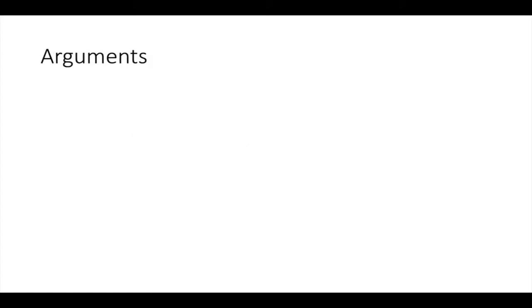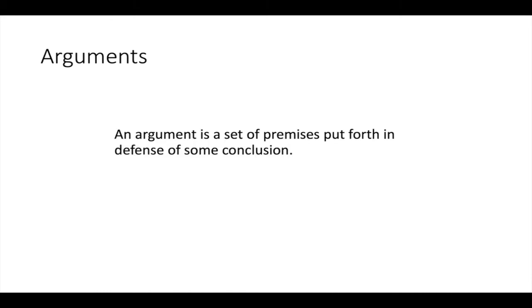Okay, moving on to arguments, now that we have some preliminary concepts. So an argument is a set of premises put forth in defense of some conclusion. That is, whenever you're trying to convince somebody that some claim is true and you offer reasons in support of that claim, you're providing an argument for that claim, which is the conclusion. The conclusion is the thing you are trying to defend or support through your reasons, which are the premises.